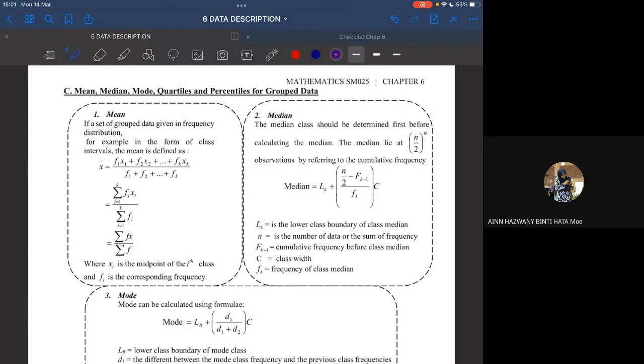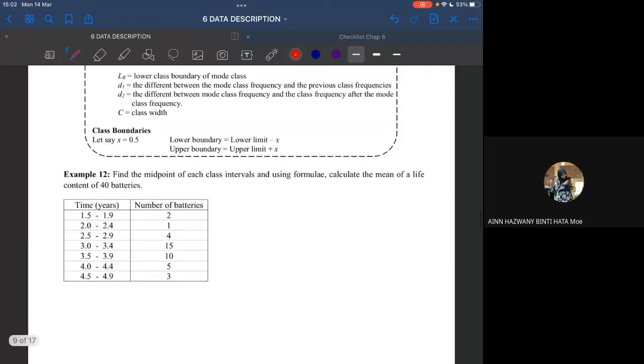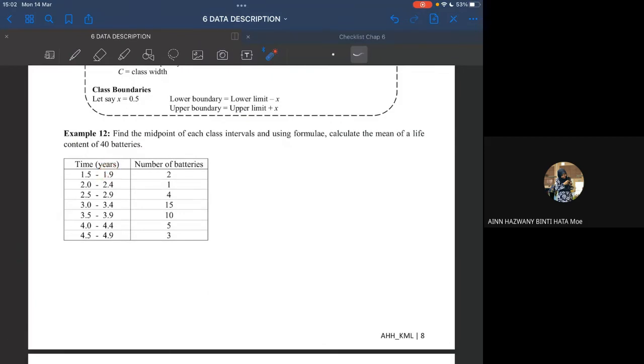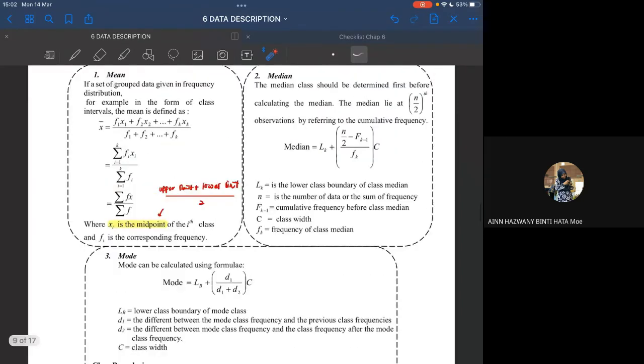Alright, kita tengok mean dulu. So this is the formula to find mean, summation of fx over summation of f. As I said before, x ialah midpoint kita, which is upper limit plus lower limit divided by 2. Okay, ingat group data mesti dalam interval. So upper limit is this one here, 1.9, lower limit is 1.5, divided by 2, we get our x. Samalah upper limit, lower limit. So that is x ataupun midpoint kita.